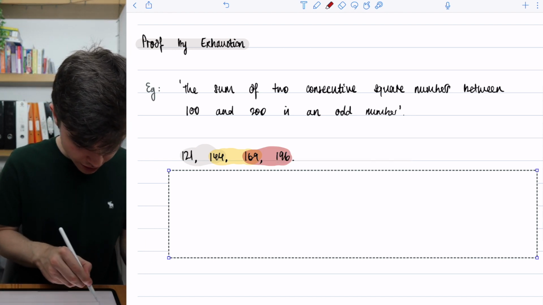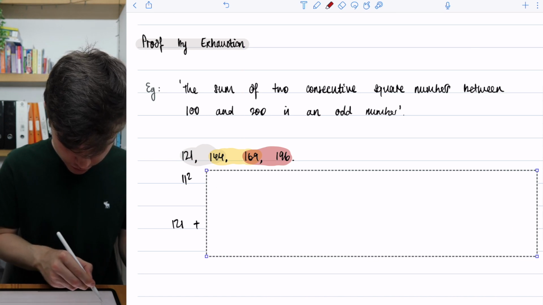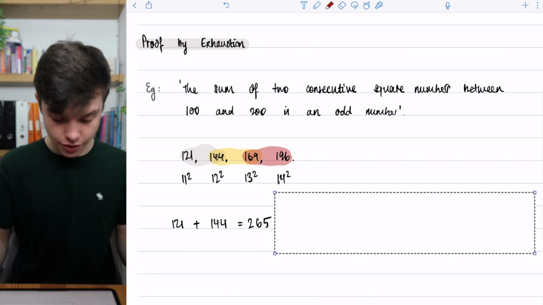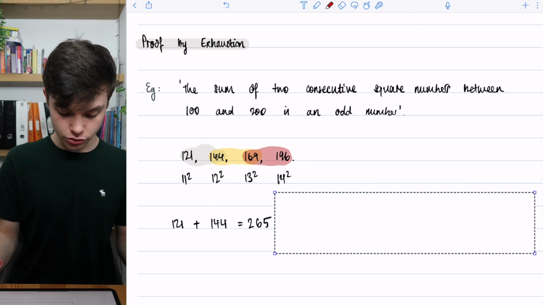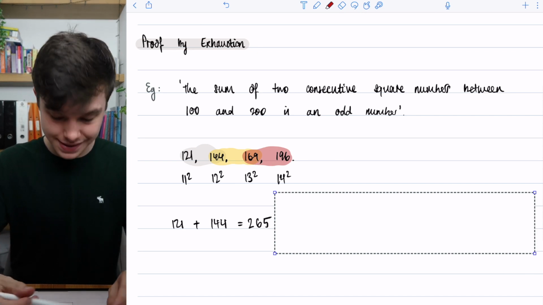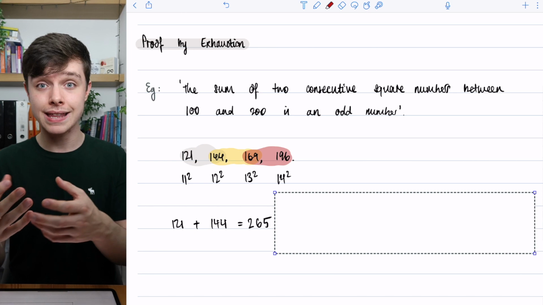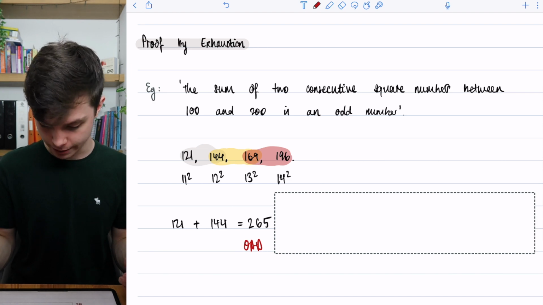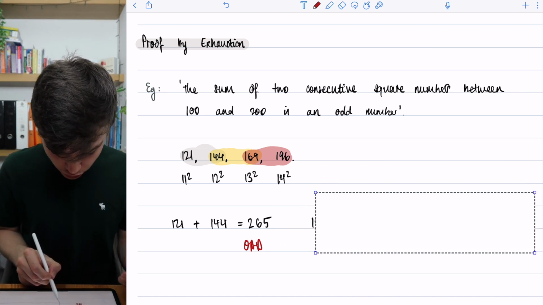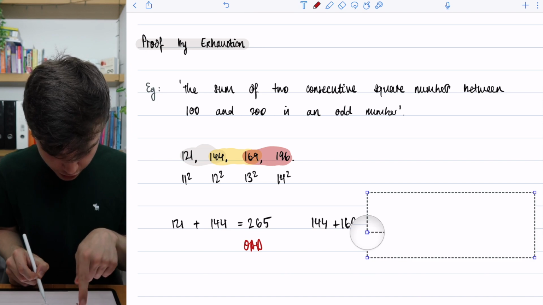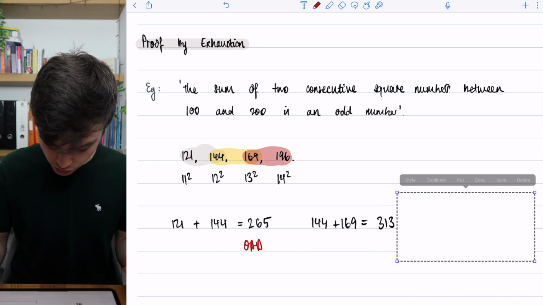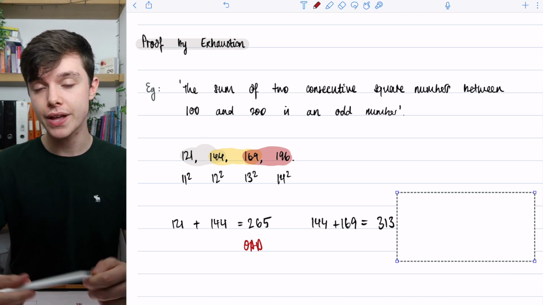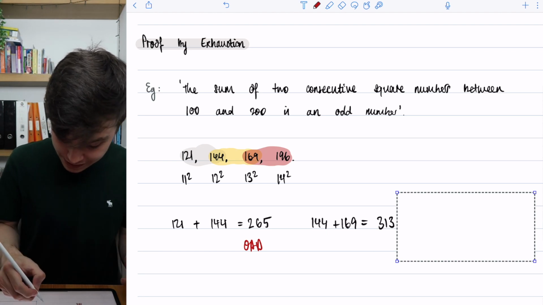So let's do that. I have there the squares. The first one we have is the grey pair. We've got 121 plus 144, and that gives us 265. Because it ends in a 5, it gives us an odd number. So I'll write there, that is an odd number. Then let's have a look at the yellow pair, so the second and third square numbers between 100 and 200. We've got 144 and 169, and we get 313. Again, it finishes with a 3, so that number is odd.